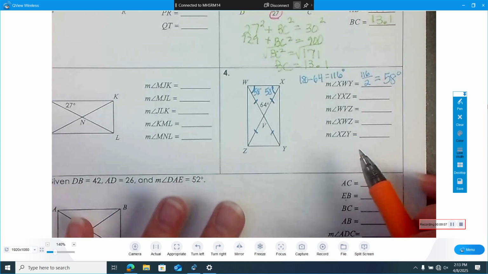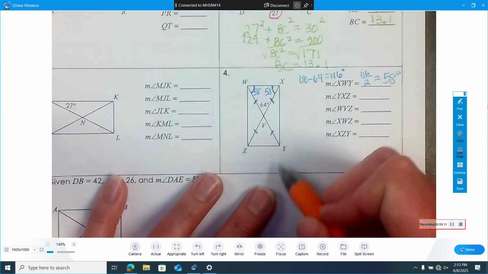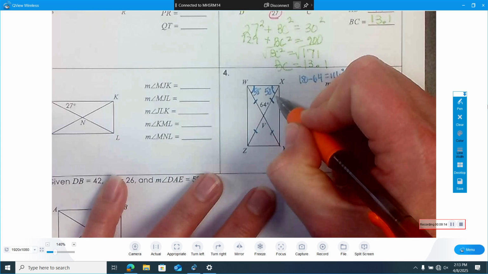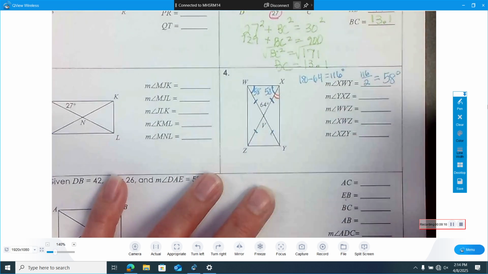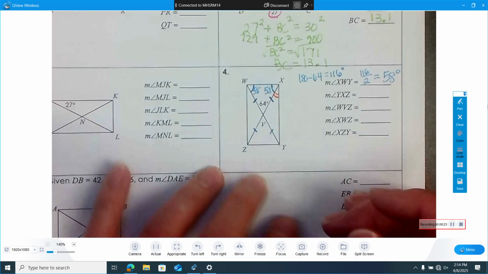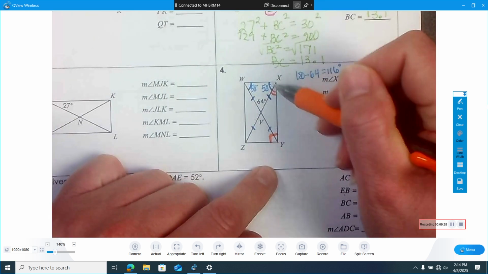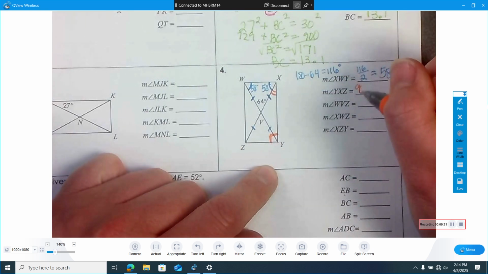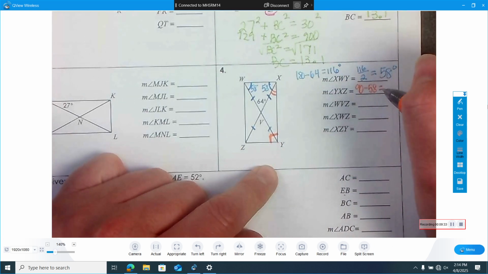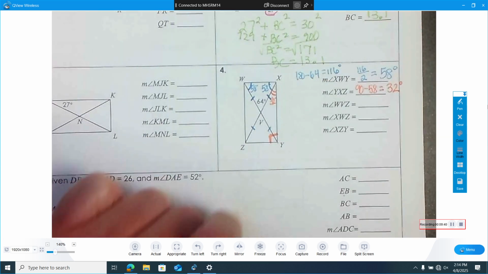All right. Let's see. YXZ. YXZ is this angle in orange right here. How do we figure out that angle? Is it supplementary or complementary? Yeah. So again, we have right angles. So this little corner is 90 degrees. So we just get to do 90 minus 58. And that gives me 32. 90 minus 58. So that orange angle is 32 degrees there.